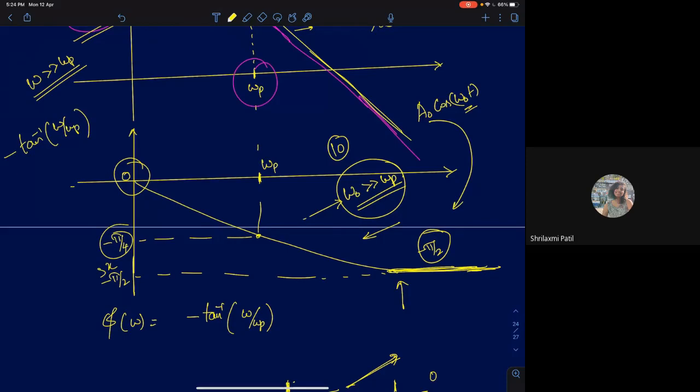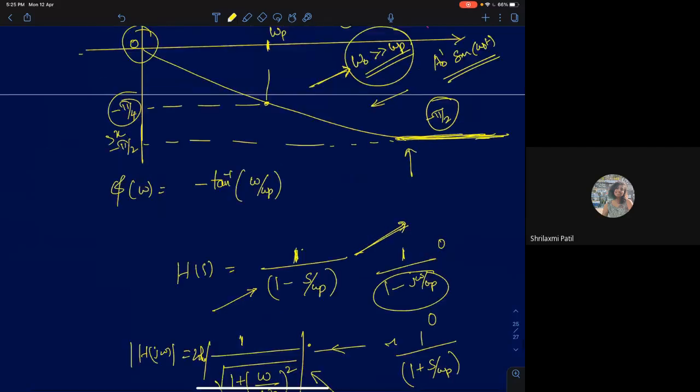Now, for frequencies omega much greater than omega p, we said the phase shift is pi by 2. So let's assume I'm feeding a signal of this type, A naught cos omega naught t. Forget about the amplitude, what do you think will be the output I get? Let's assume A naught dash is the amplitude. So it will be A naught dash into sine of omega naught t. It will be a plus sign, right? Yes, it will be A naught dash into sine of omega naught t.